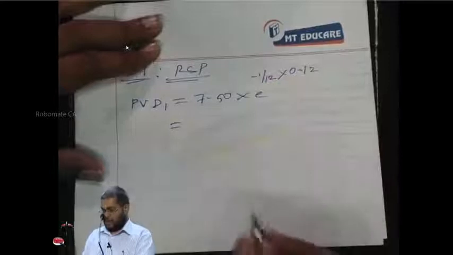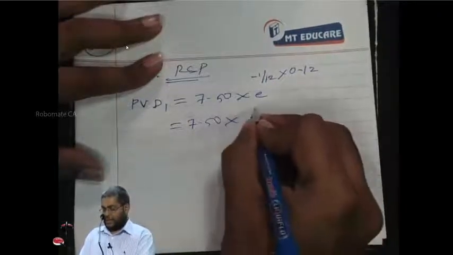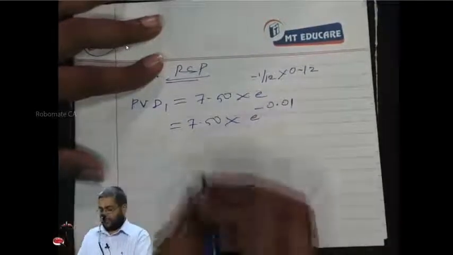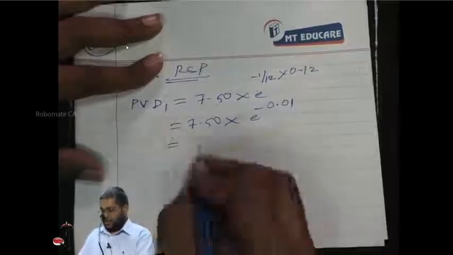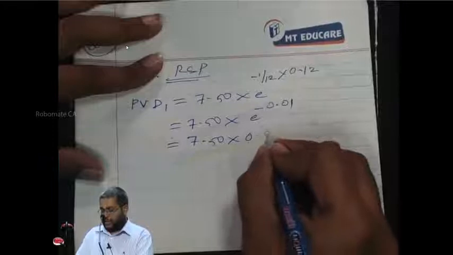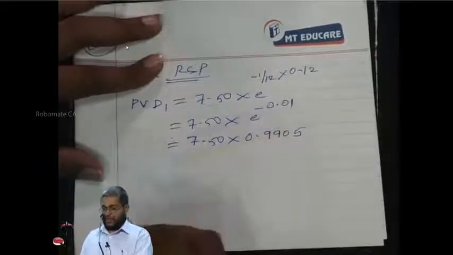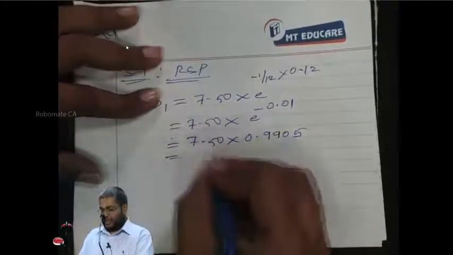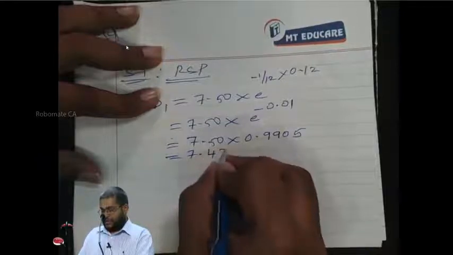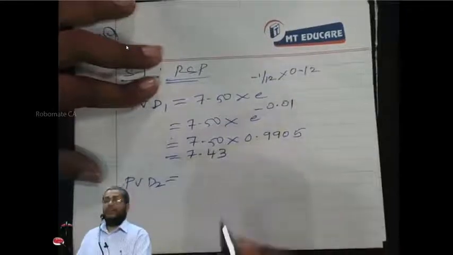That is 7.50 into e power minus 0.01. You need not compute it, the question has given you the factor. 7.5 into 0.9905. Tell me the number here. 7.43 is the actual number. Present value of dividend 1 is 7.43.